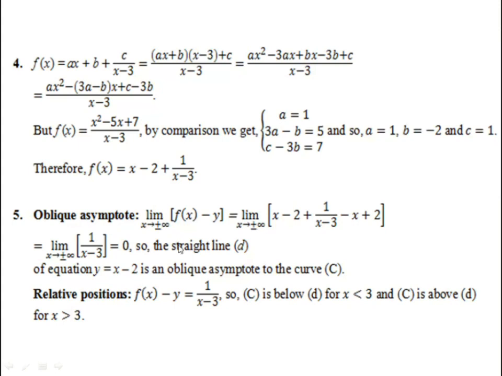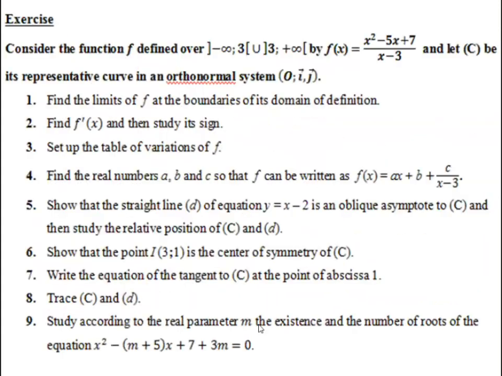Now we have to study the relative positions of C and D. So we will subtract them and study the sign of their subtraction. So f(x) minus y equals 1 over x - 3. We know that if x is less than 3, this expression will be negative. So the curve C will be below the straight line D. And this expression is positive for x greater than 3. So for x greater than 3, the curve C will be above the straight line D.